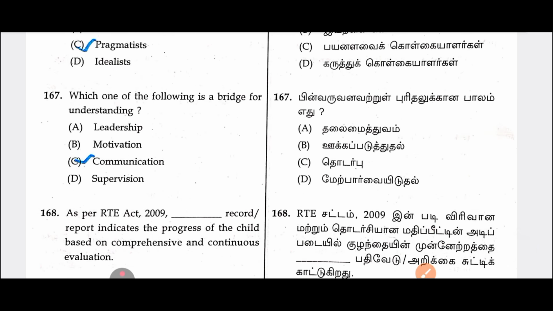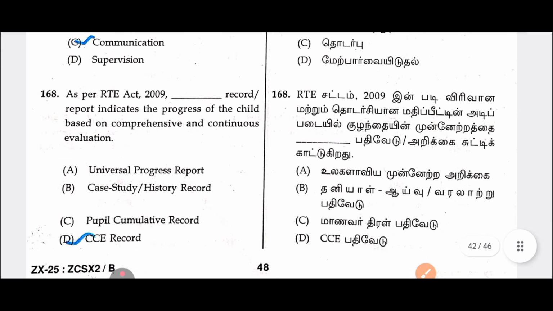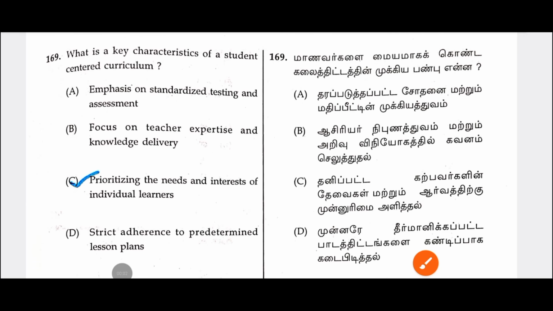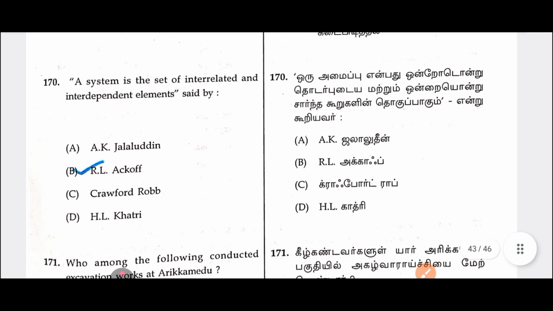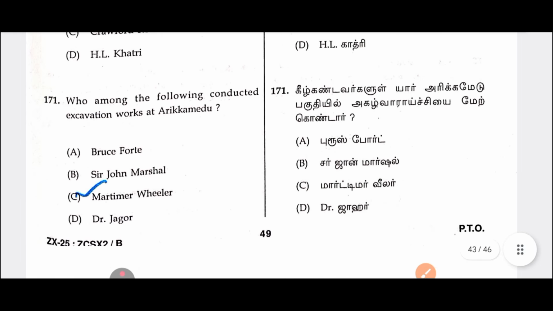Which one of the following is a bridge for understanding? Communication. As per RTE Act 2009, dash record report indicates the progress of the child based on comprehensive and continuous evaluation. CCE record. What is the key characteristics of a student-centered curriculum? Prioritizing the needs and interests of individual learners. A system is a set of interrelated and interdependent elements, said by R.L. Ackoff. Who among the following conducted excavation works at Arikamedu? Mortimer Wheeler.